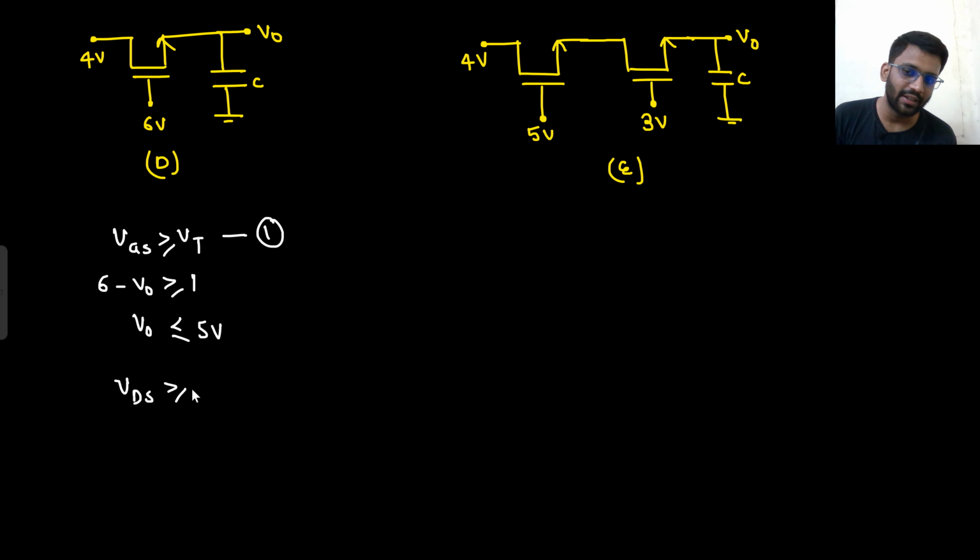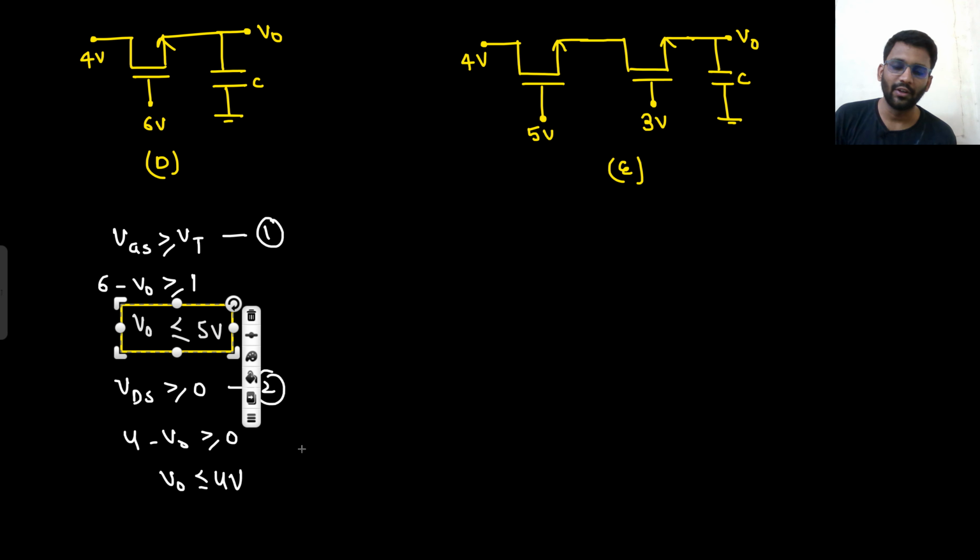That your VDS should be greater than or equal to 0. What is your VD? 4. Minus what is your VS? V0. So your V0 should be less than or equal to 4 volt. So there are two conditions you are getting: V0 should be less than 5 volt and V0 should be less than 4 volt.